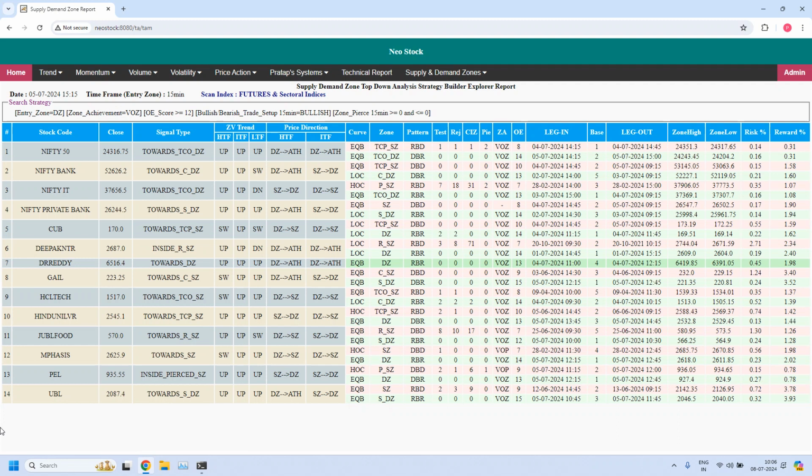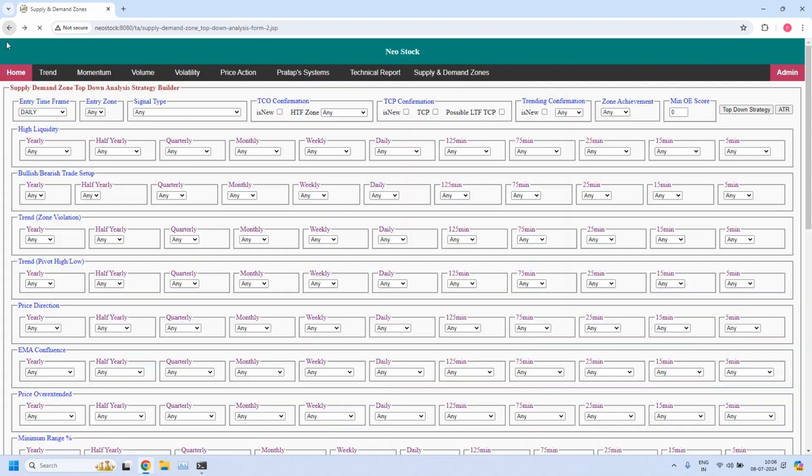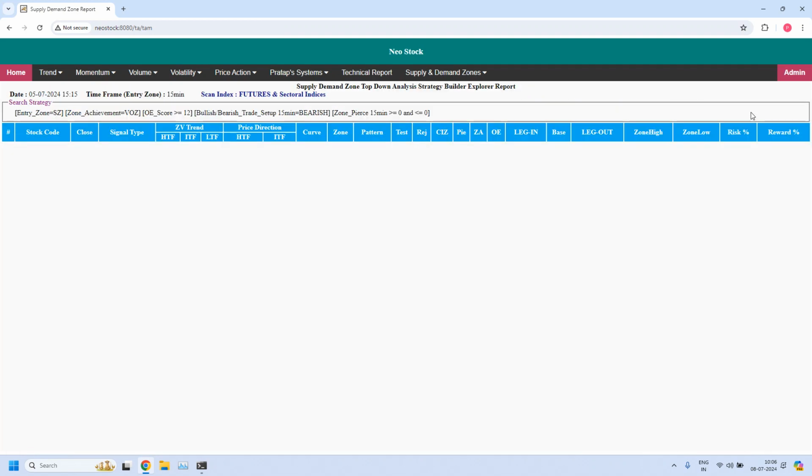Okay, now let us generate a bearish trade setup for daily income trade. So entry time frame 15, bearish trade setup entry zone is supply zone, and also in bullish or bearish trade setup 15 minutes time frame, the value I am changing to bearish. And three filters are applied to the 15 minutes supply zone. Let us generate. So no bearish trade setup zones are available for daily income trade.